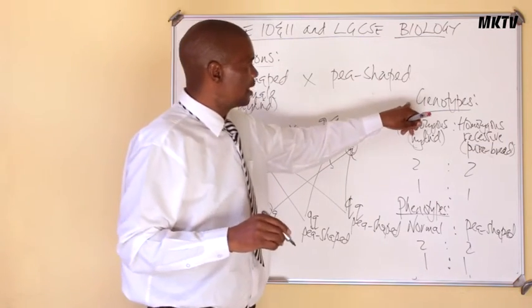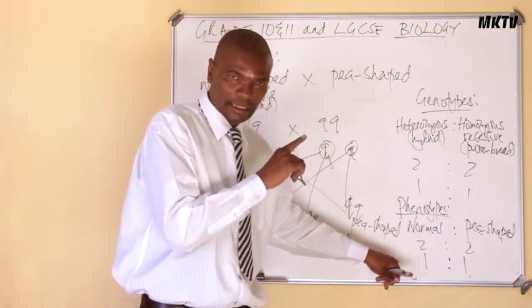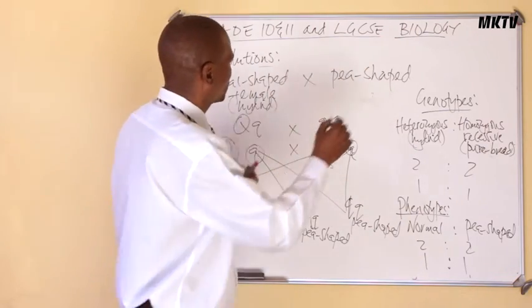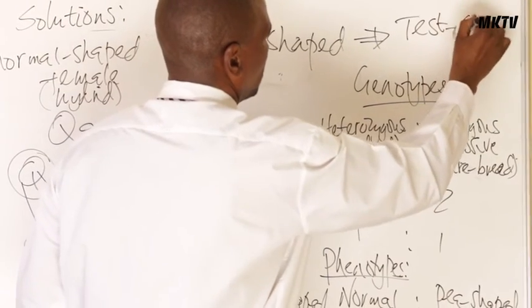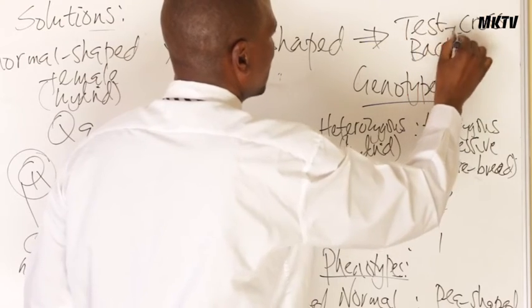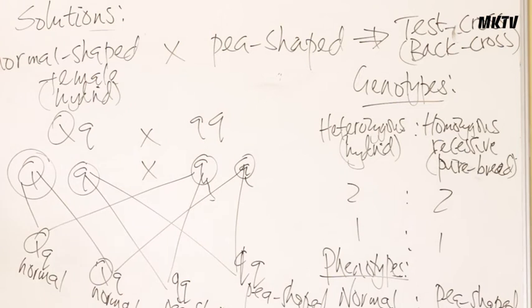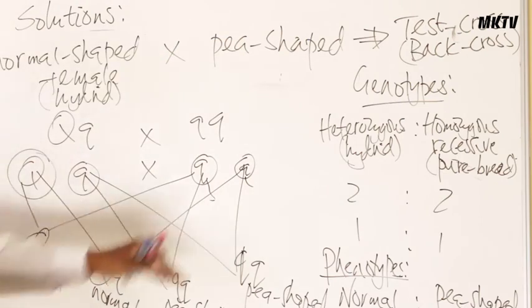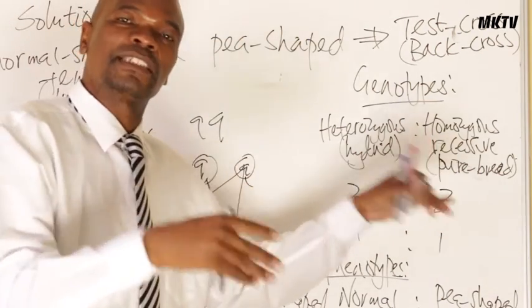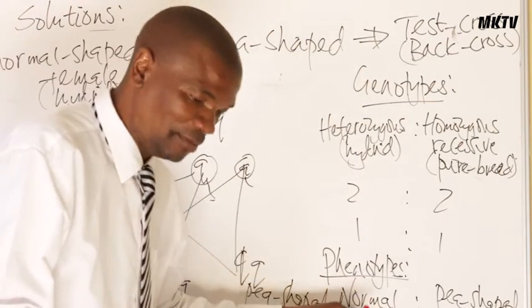When both the genotypic and the phenotypic ratios are 1:1, like in this case, this cross is known as a test cross, or we call it a back cross. Okay, what is a back cross or a test cross? This is when we cross a hybrid with a homozygous recessive. And then the ratio is going to be 1:1, 50%, 50% for both genotype and phenotype. We call this a test cross.